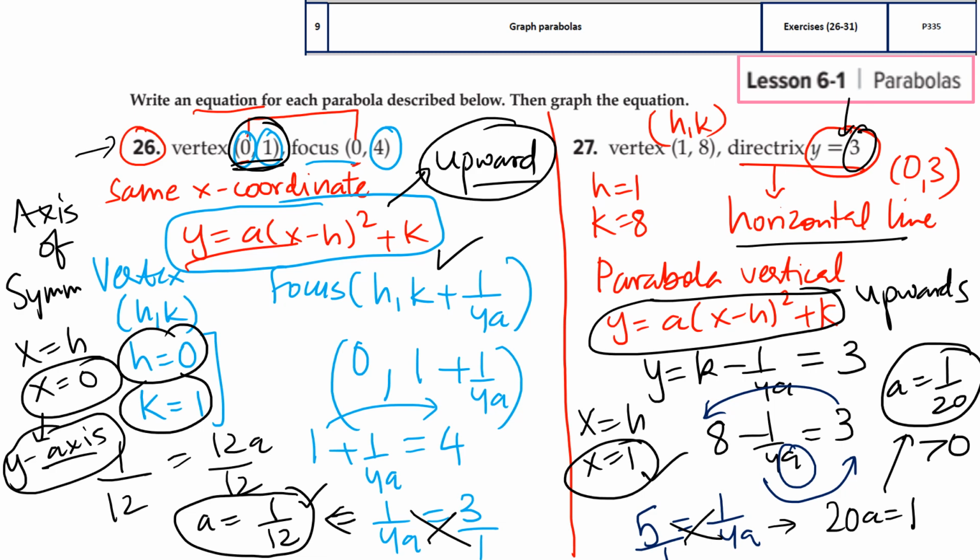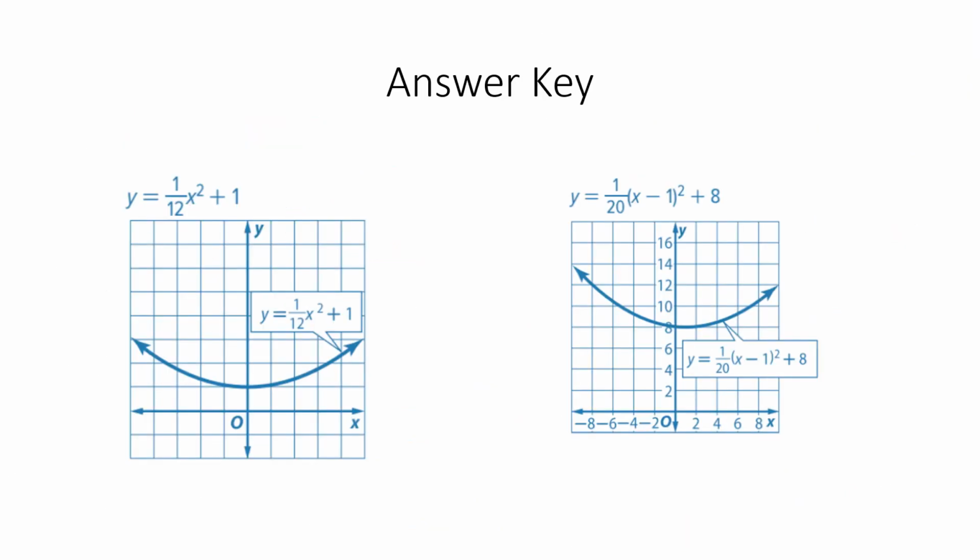Okay, so now we are ready to graph the parabola. This is the answer key for the two graph questions. If you observe, first you go to the graph and plot the first point, which is (0, 1), the vertex. Then you know the axis of symmetry is x equal to 0, so the parabola you get on the right side is the same as the left side.